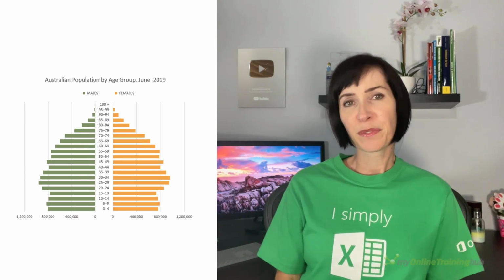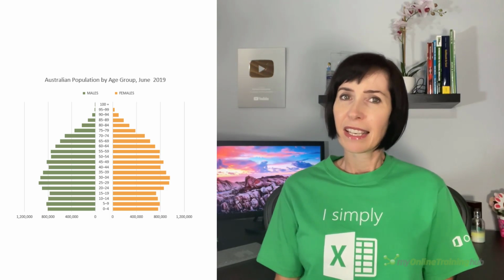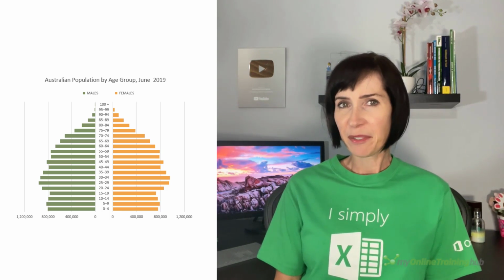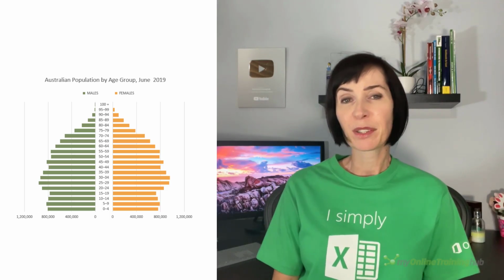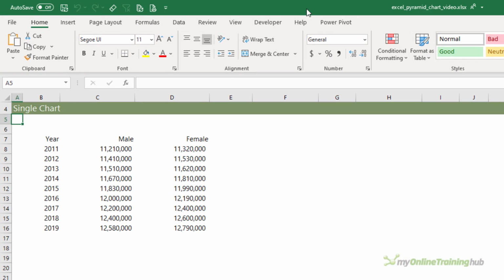Pyramid charts are useful for visualizing demographic data across multiple categories. They're easy to build using bar charts or conditional formatting, but there are a few rules you must follow depending on the approach you choose. Let's take a look. The easiest way to create a pyramid chart is with a bar chart.